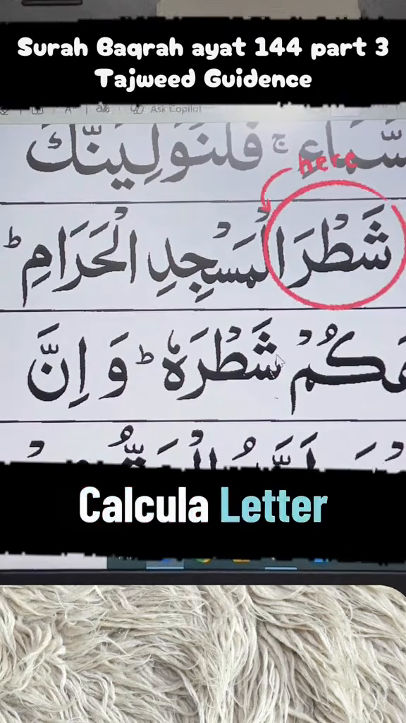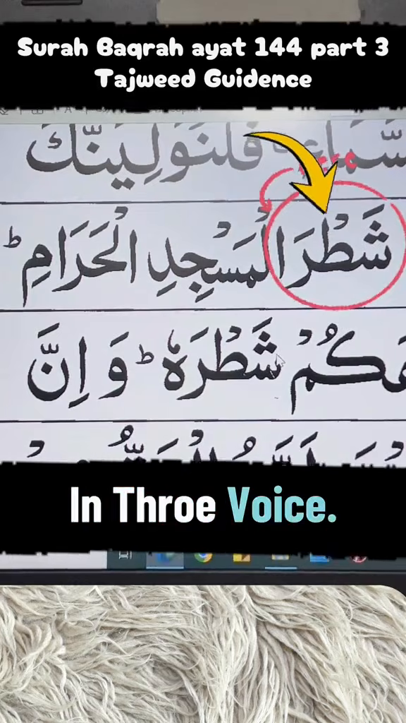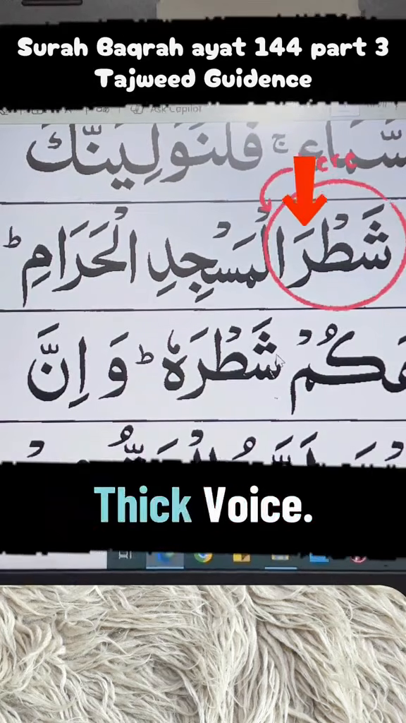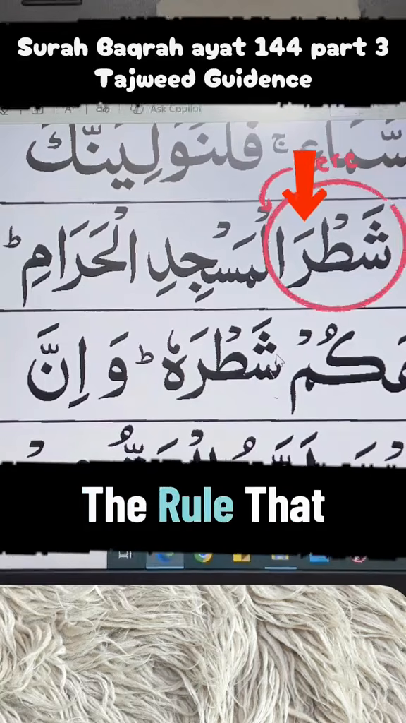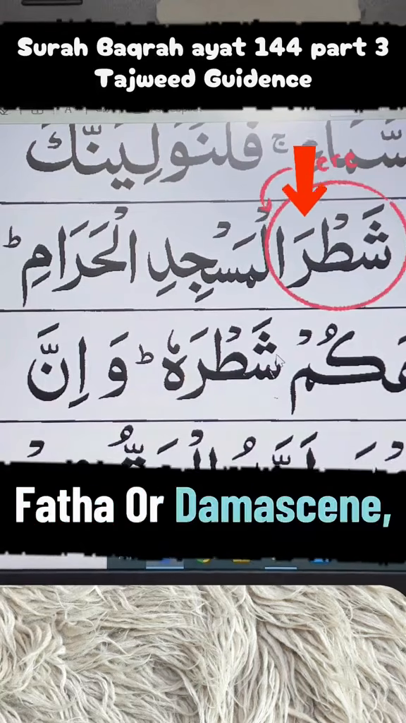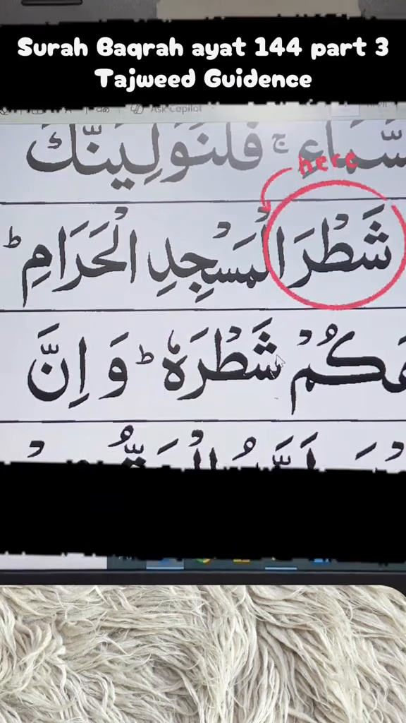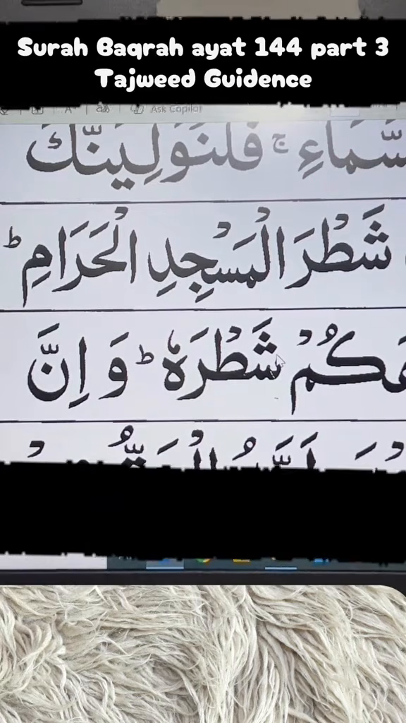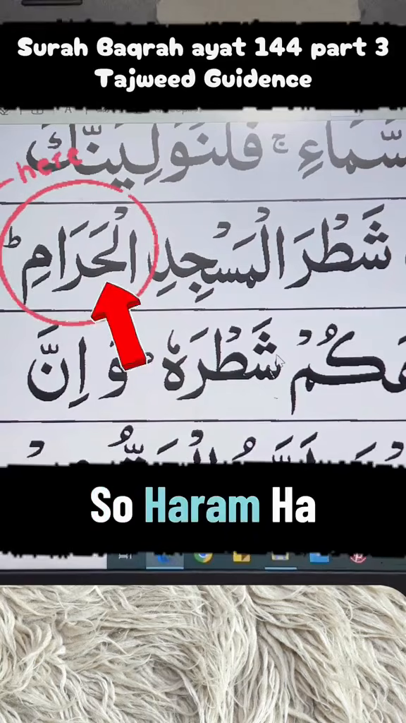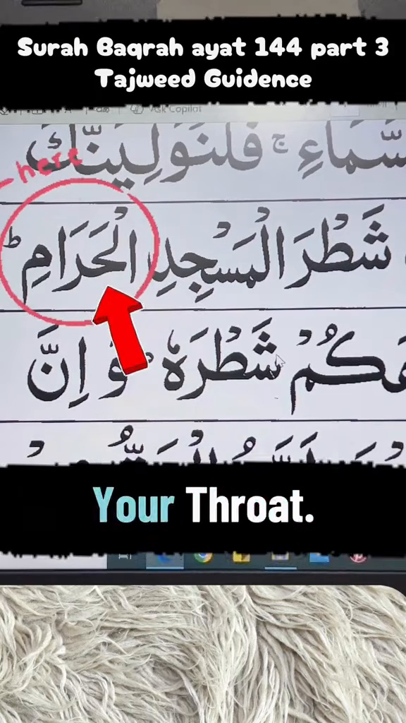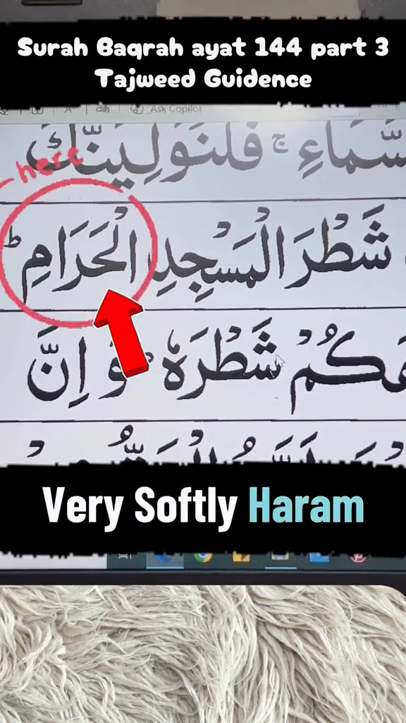Shaturul. Twa is one of the kalkala letters. Clearly show movement in twa voice. Shaturul. Read ra with a thick voice. This is also the rule that if ra contains fatha or dhamma sign, you read ra with a thick voice. Shaturul masjidil haram. So haram, ha is pronounced from the middle of your throat. So read it very softly.